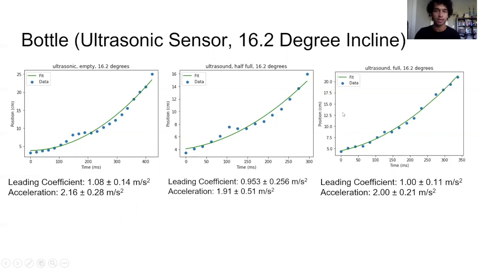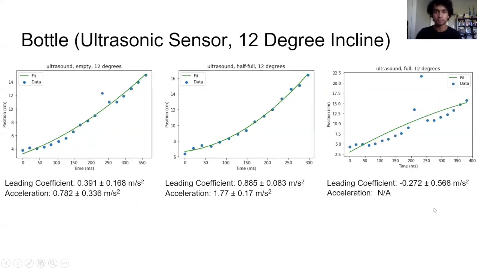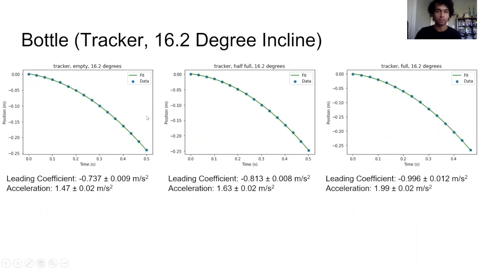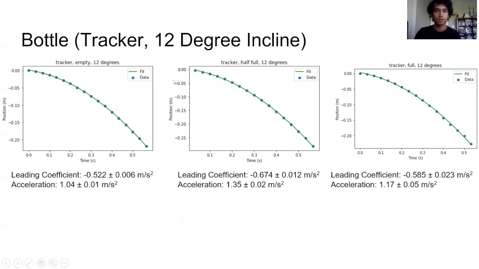This first slide has the 3 water levels for our bottle collected using an ultrasound sensor on a 16.2 degree incline. This next slide is the same thing, but this time on a 12-degree incline. On this slide, we again go back to the 16.2 degree incline, but this time this data was collected using Tracker. As you can see, this Tracker data fits the best fit polynomials much more nicely. Again, using Tracker, this time on a 12-degree incline.